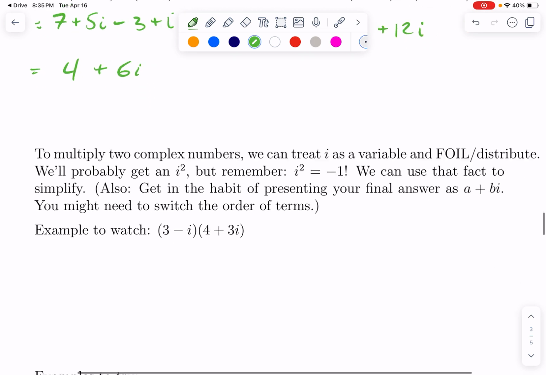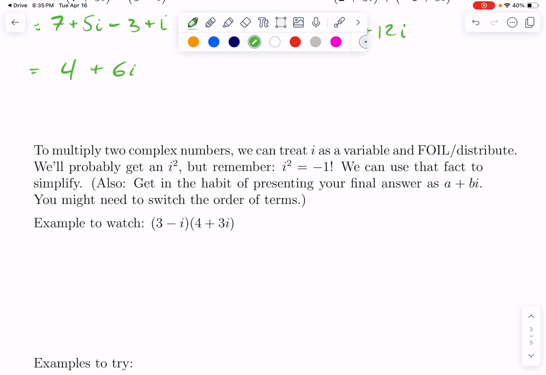Now, if we multiply two complex numbers, we again just treat it like it's algebra, except if i squared emerges, we'll remember that i squared is equal to negative 1, and that will let us simplify, because we want to give answers that have this form. We don't want an i squared in there. We want to do better.